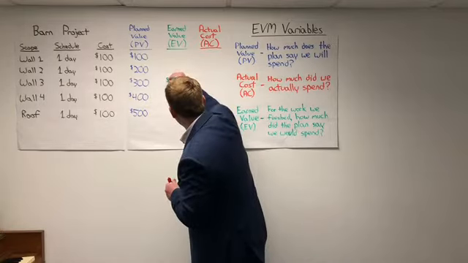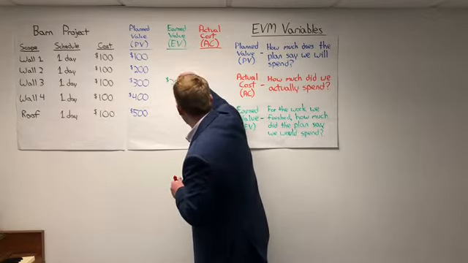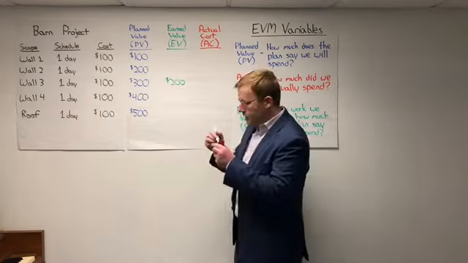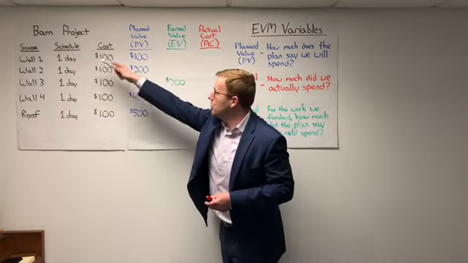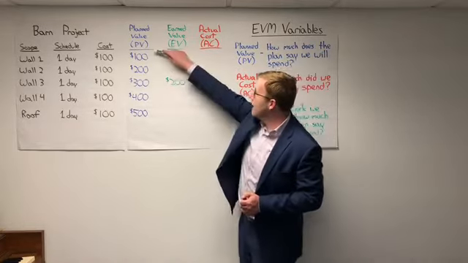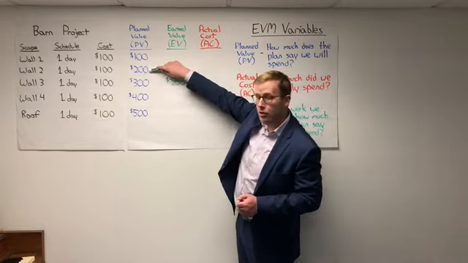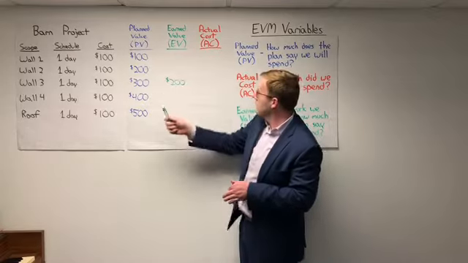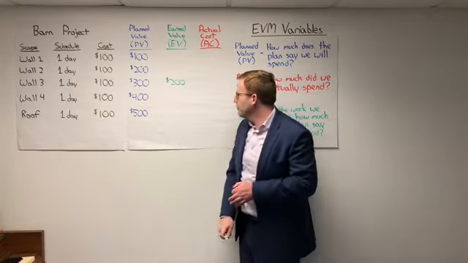So my earned value at the end of day 3, $200, as we said, representing the deliverables, wall number 1 and wall number 2. My first 2 deliverables had a planned value of $200. That's all I've gotten done, so that's my earned value.